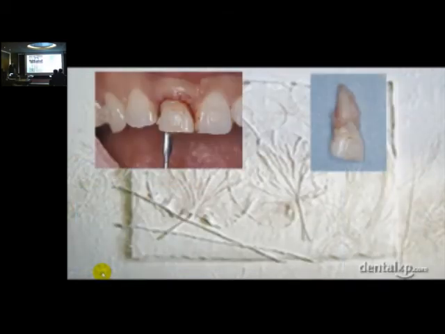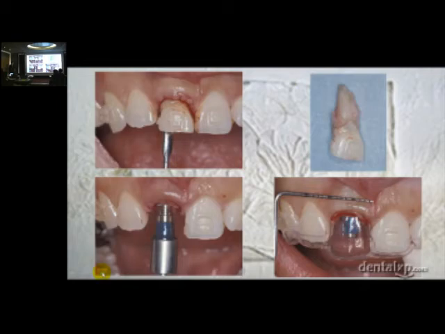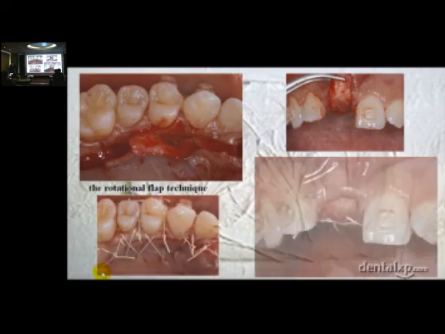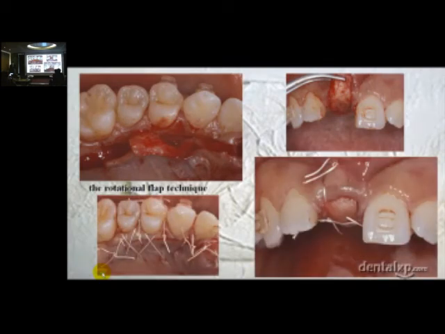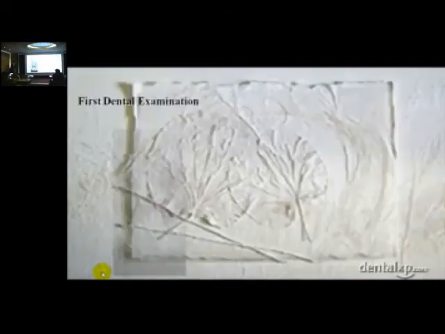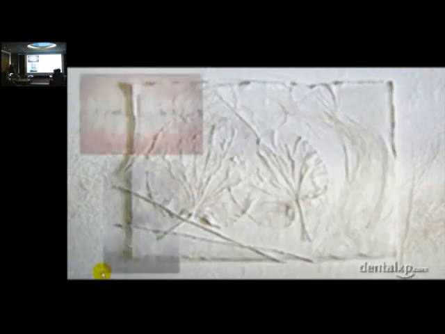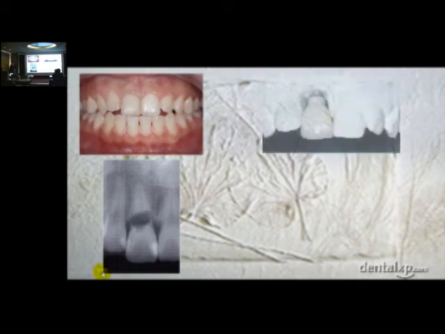The tooth was carefully extracted using a periotome. After confirming that the facial bone remained intact, the implant was placed in proper position. This case demonstrated the rotational flap technique from the palate. This case was improved from type 4 to type 3 condition. This shows a periapical X-ray, first dental examination, implant placement, 4 months after implant placement. I adjusted the provisional restoration, and the final result.